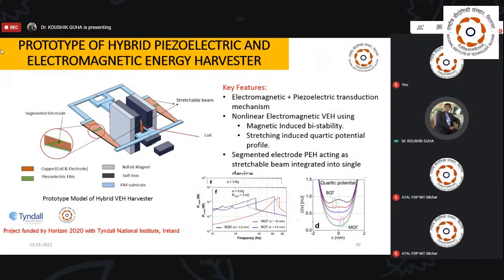This is one of the methods to increase the frequency, also the range of the frequency, the bandwidth. The segmented electrode technology is also implemented, and we have also made use of a stretchable beam, because the more you stretch the beam, the more energy it will develop.